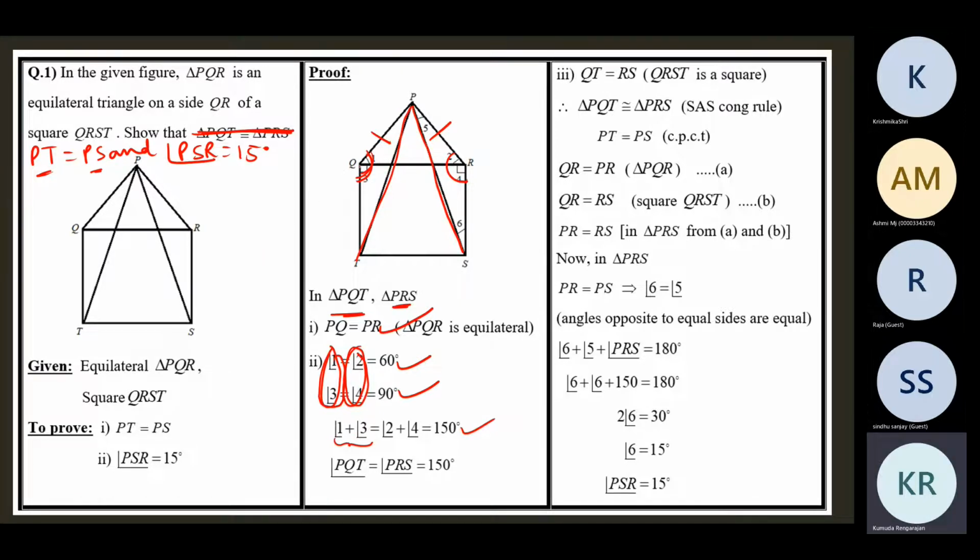Third, QT of this triangle is equal to RS of this triangle, because QRST is a square. So the two triangles are congruent. PQT is congruent to PRS by the SAS congruence rule. CPCT, PT is equal to PS. You should know how to write the order correctly. This order is important. PQT is congruent to PRS, so CPCT, PT is equal to PS. So we proved the first result.